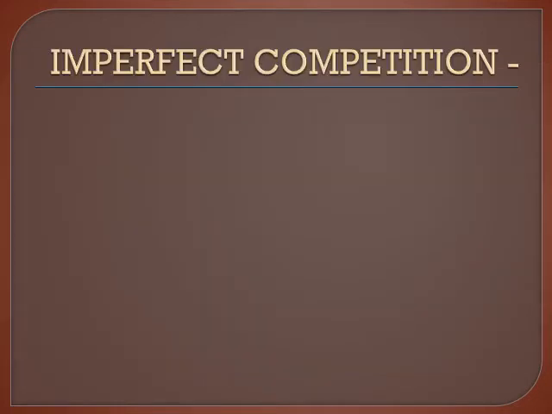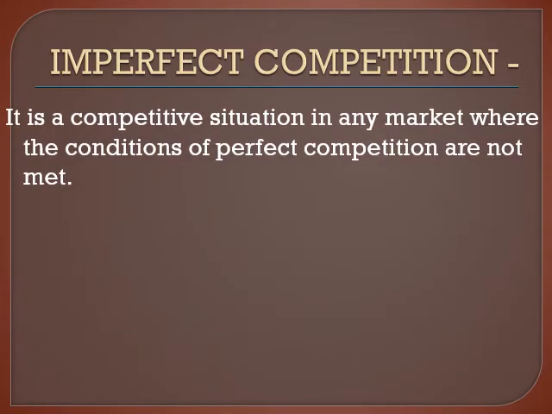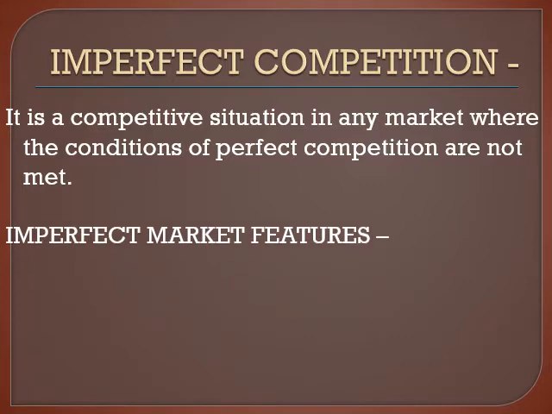Now we are going to see imperfect competition. So what is imperfect competition? Basically, imperfect competition is that kind of competition where features of perfect competition do not exist. Okay. So basically, imperfect competition is a situation in any market where the conditions of perfect competition are not met or are not to be found. Okay, so what are the features of an imperfect market?